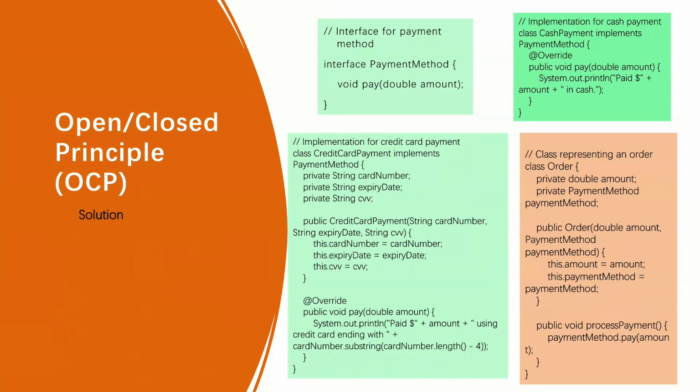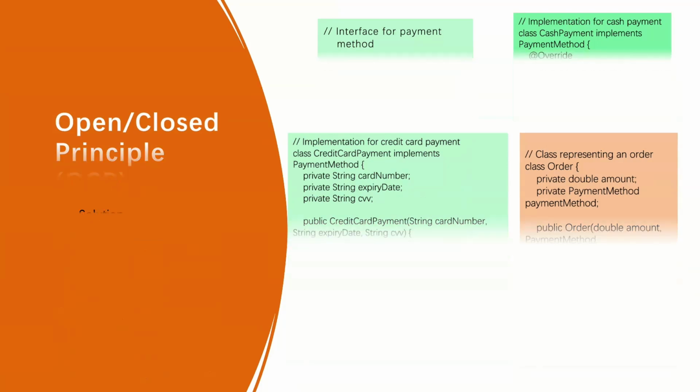The order class takes a payment method object in its constructor and delegates the payment processing to that method when process payment is called. If we want to add a new payment method, such as PayPal or Bitcoin, we can create a new implementation of the payment method interface without changing the existing code, thus adhering to the open-closed principle. By following open-closed principle, you can add new features or change existing behaviors without altering existing code, thus reducing the risk of introducing bugs and preserving the stability of the system.